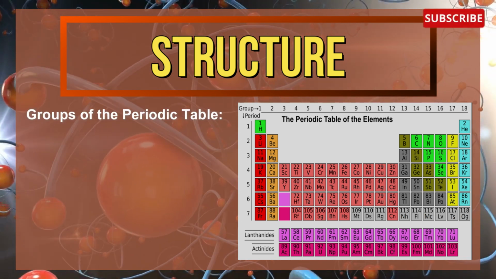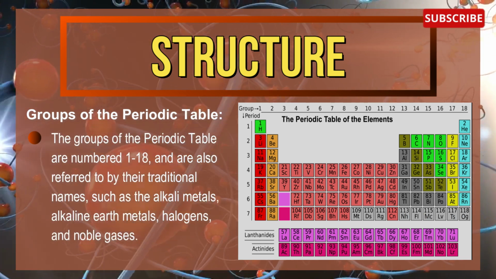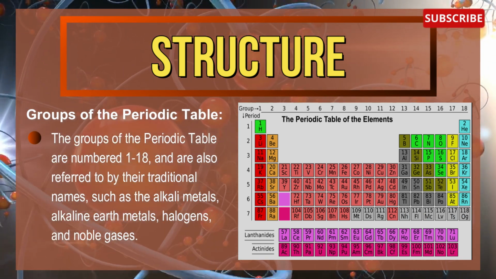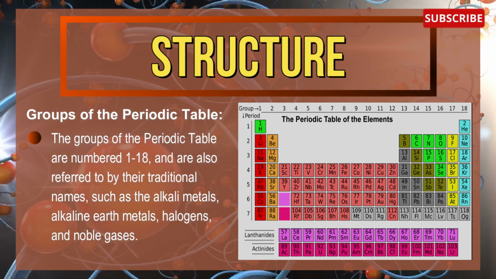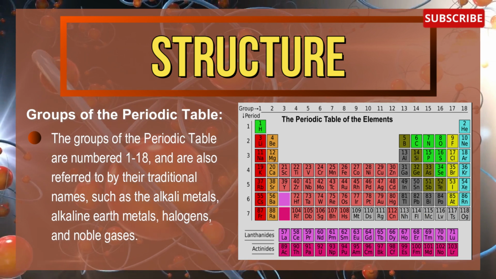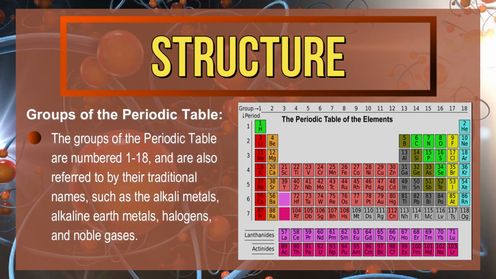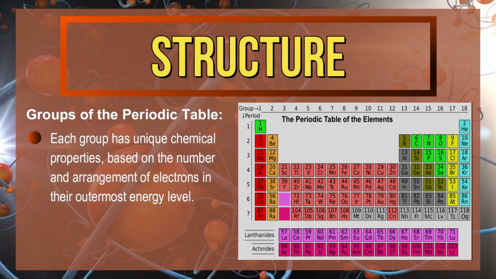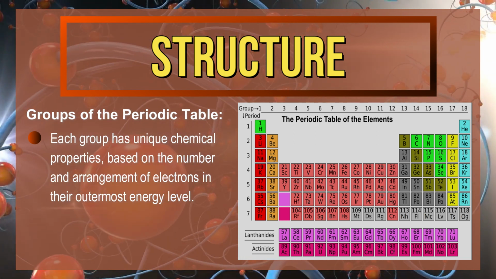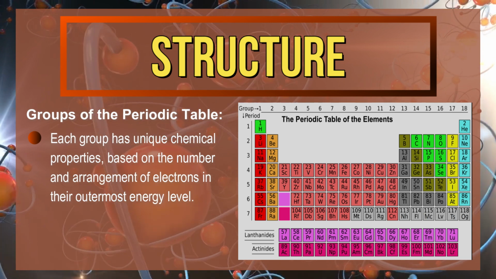Groups of the periodic table. The groups of the periodic table are numbered 1 to 18 and are also referred to by their traditional names such as the alkali metals, alkaline earth metals, halogens, and noble gases. Each group has unique chemical properties based on the number and arrangement of electrons in their outermost energy level.